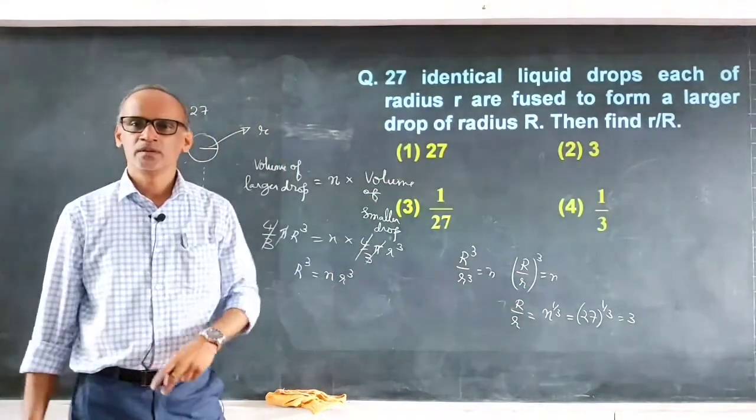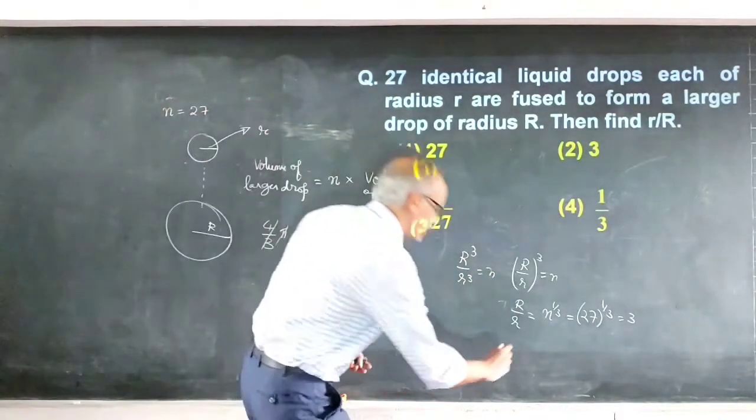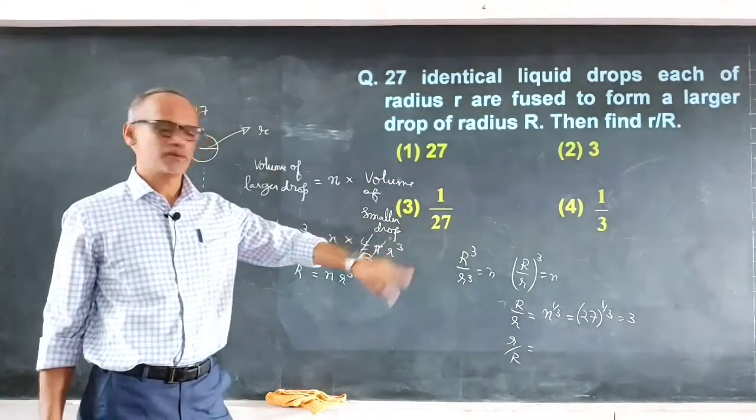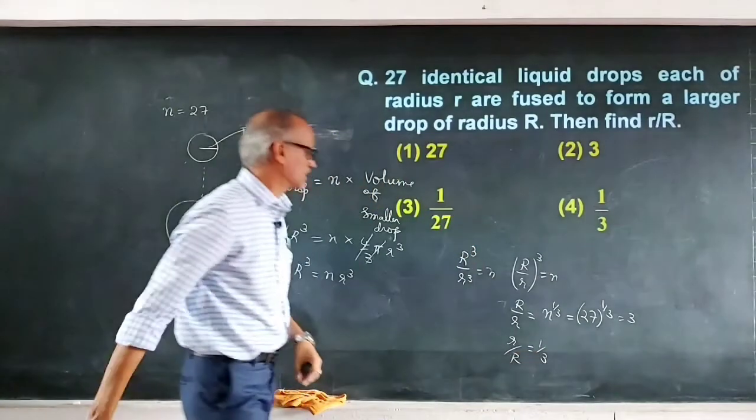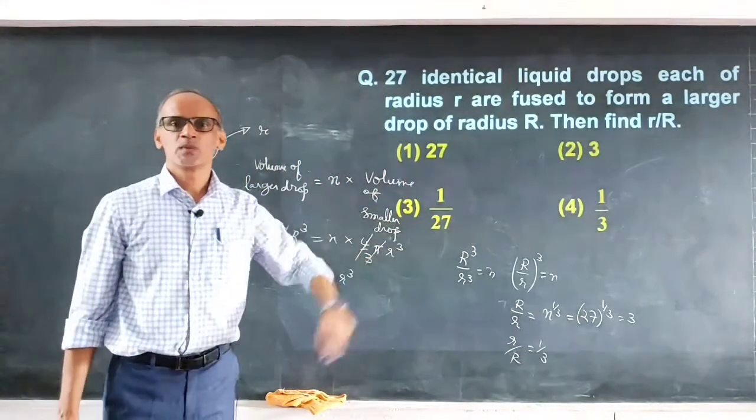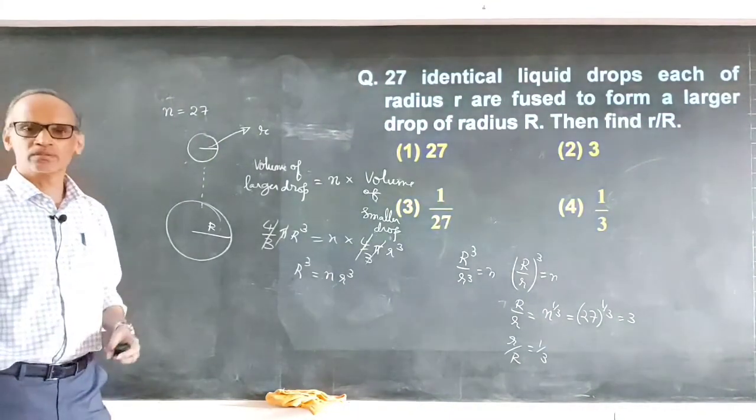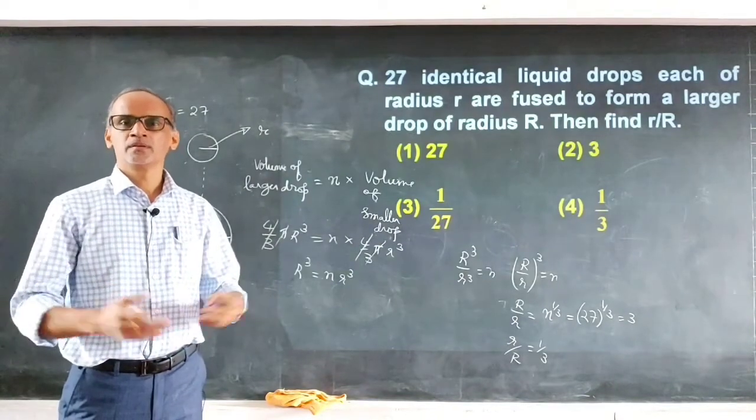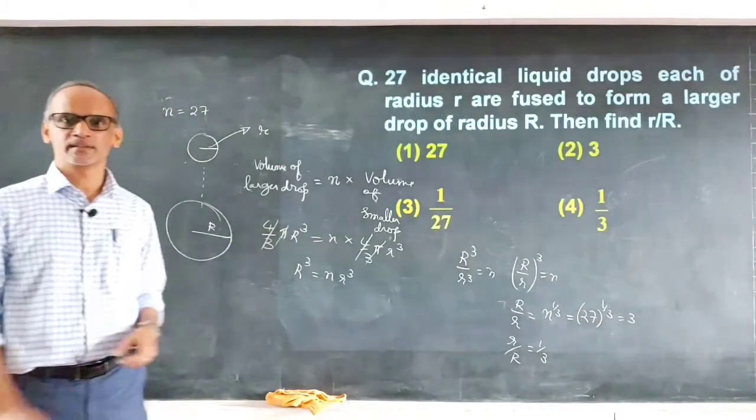But what is the question? The question is small r by capital R. So we have to find r by R. Capital R by small r is 3. What is small r by capital R? It is 1 by 3. So therefore the answer is not 3, it is 1 by 3. Understood? So again a simple question, but not easy to solve unless you understand what exactly this calculation involves.